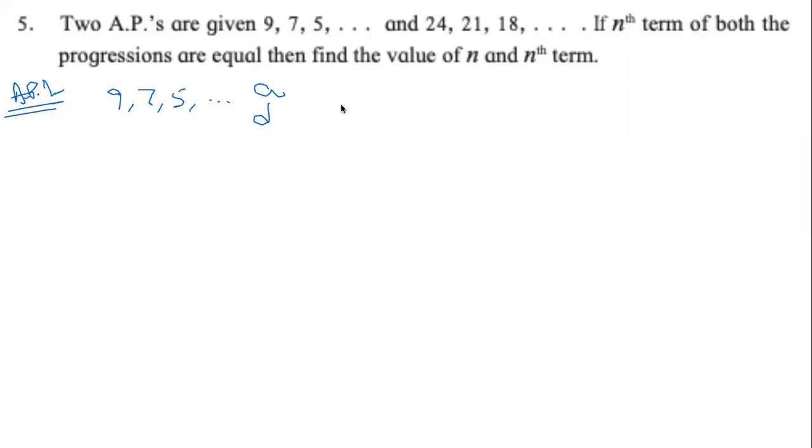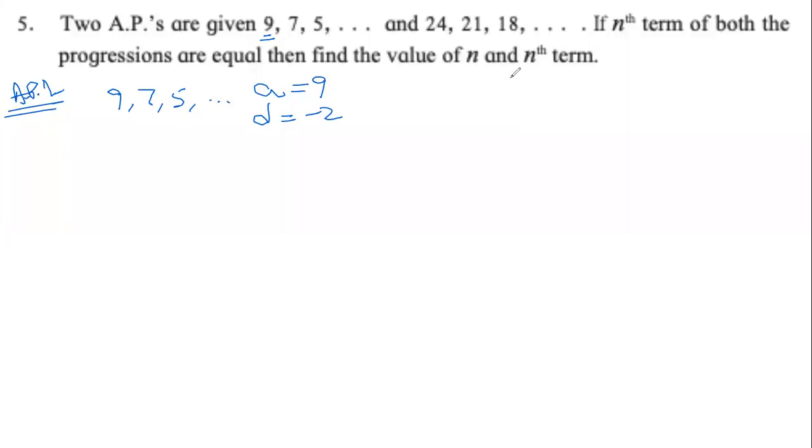So you are telling me A is 9, which is very clear. First term is 9. What is D? Prachi, correct. Khadija, correct. Chanda, correct. So D is minus 2, because 7 minus 9 is minus 2. This is AP1.